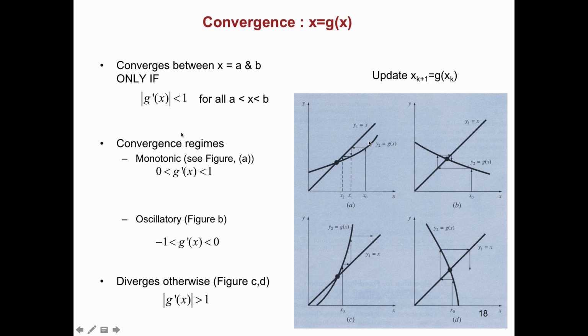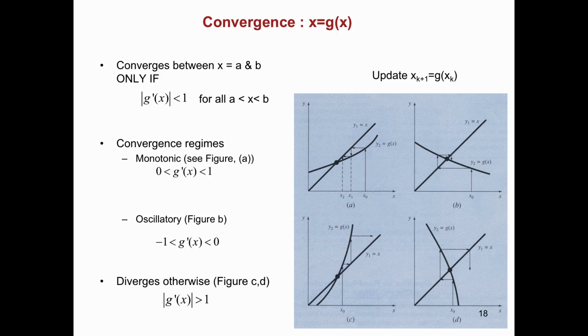And then I repeat that. So I find my g of x1, which is right here now. Okay, so my value of x2 is right here. And I keep going like that. I will basically slide down to this intersection geometrically, and I will converge to my root. And that's all because this g of x has a very gentle slope.